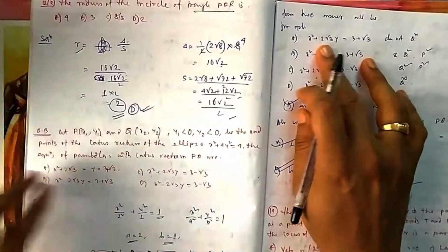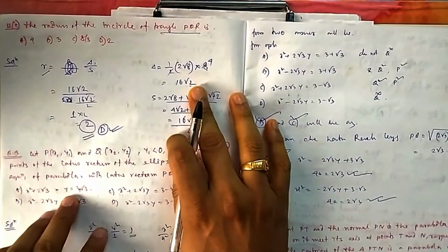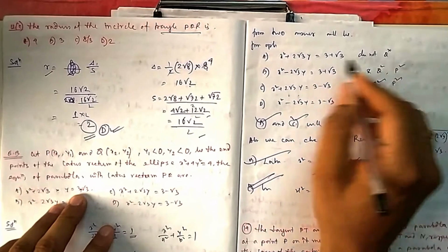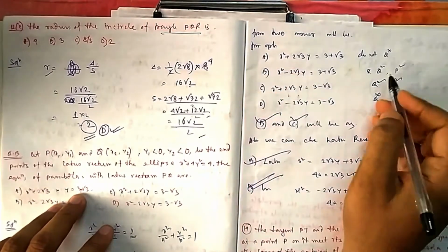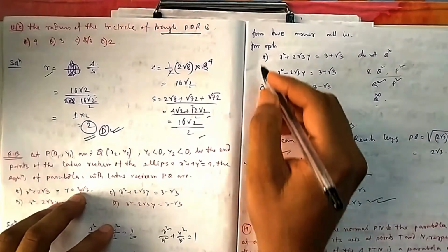So if you take option A and put Q, it will not satisfy. You can try it on your own. If you put it there, √3, it is not 3 plus √3. If you put Q, it will not satisfy. If you put B, then it will satisfy. If you put C, it is satisfied. If you put D, it will not satisfy. So obviously A and D are gone.